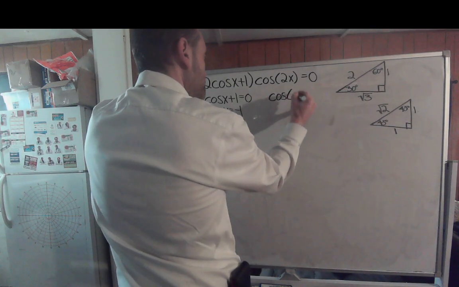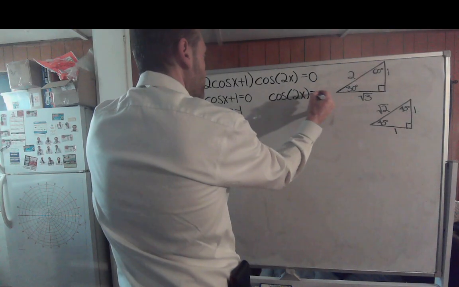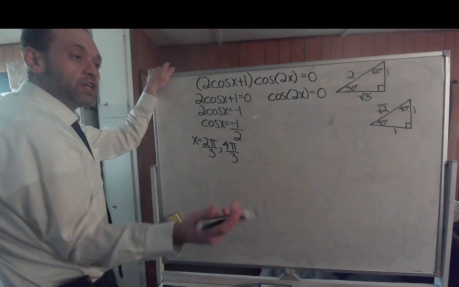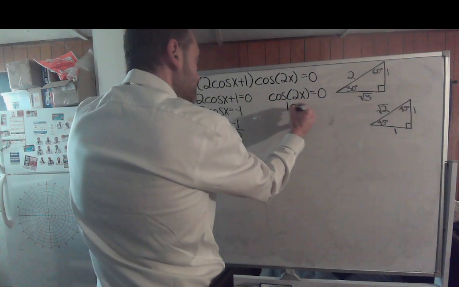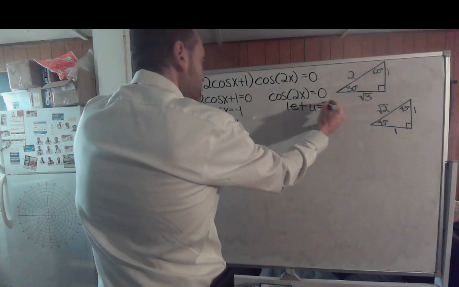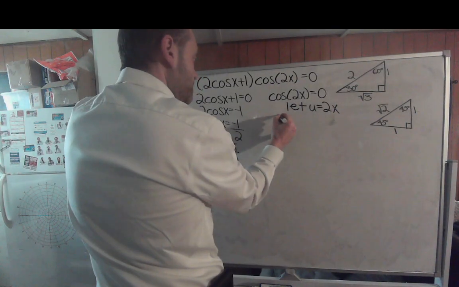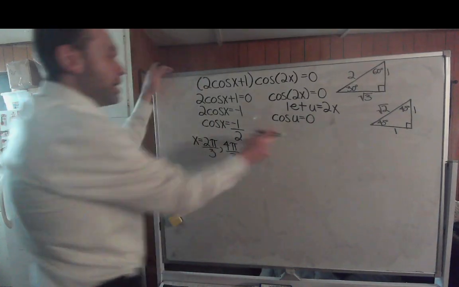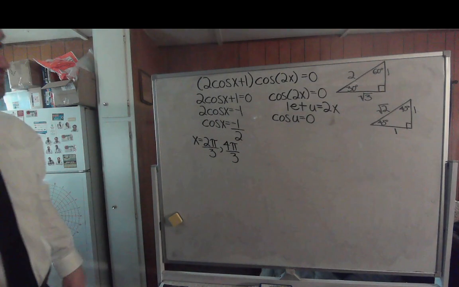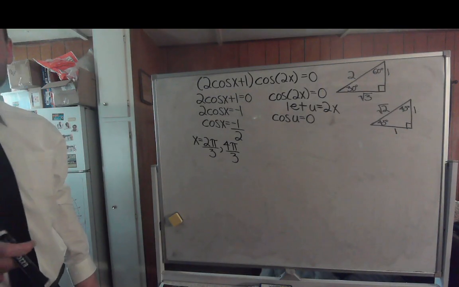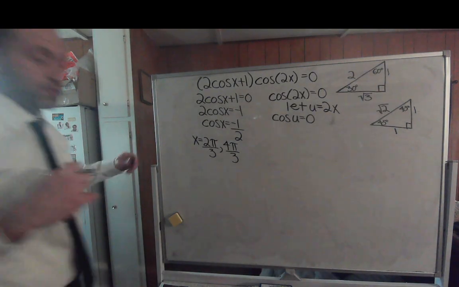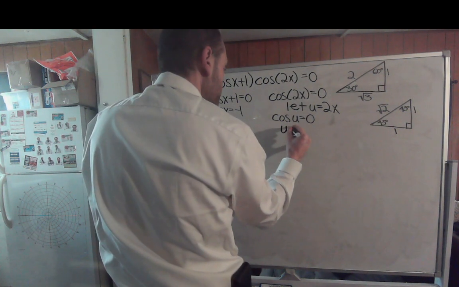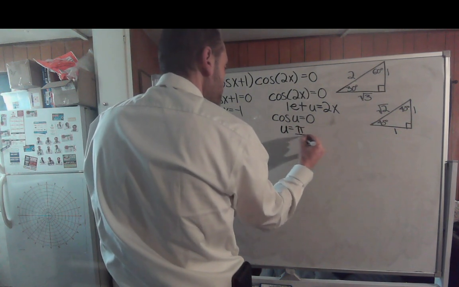So the cosine of 2x equals 0, so we can temporarily let u equal 2x. So this would turn into the cosine of u equals 0. Well, where in the interval from 0 to 2 pi does the cosine equal 0? Well, that occurs at both pi over 2 and 3 pi over 2.